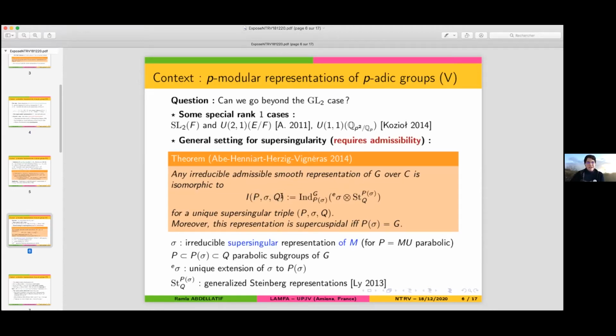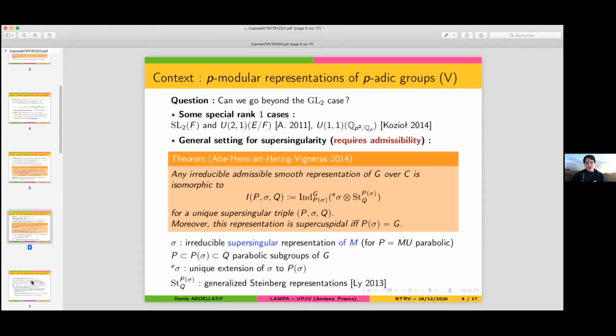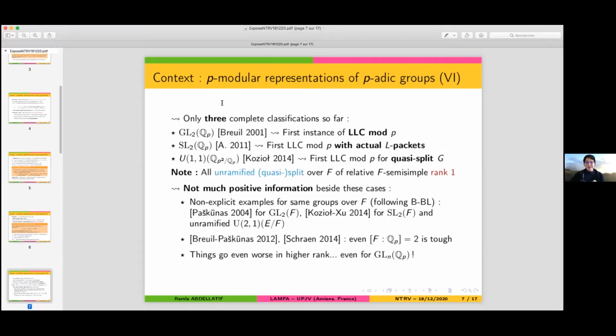So now the question is, what can we say about supersingular representations? Let's just say of groups of small rank, that would already be something. And the answer is not much. So far, there are only three groups for which we have a full classification of irreducible, smooth, and admissible representations. And these groups, so they are GL2(Qp) that I already mentioned before, due to Breuil's work. And that gave the first instance of the p-modular local Langlands correspondence in the beginning of this century.